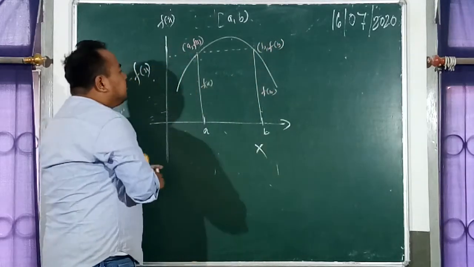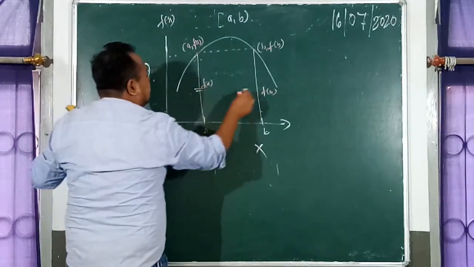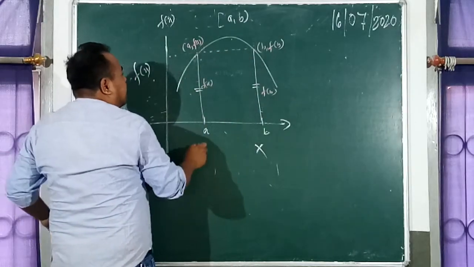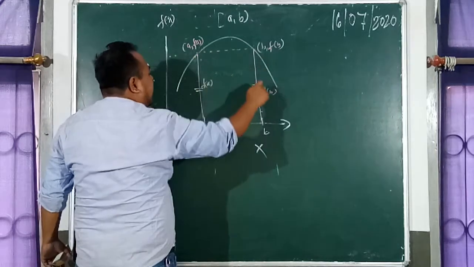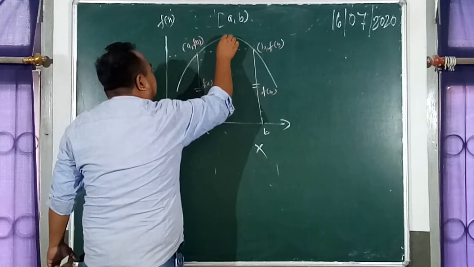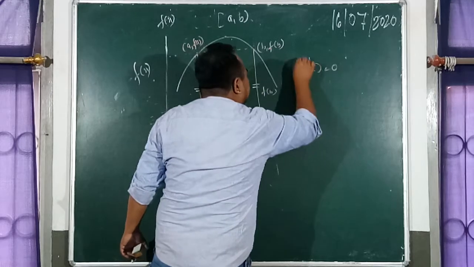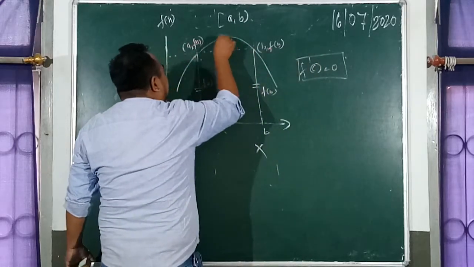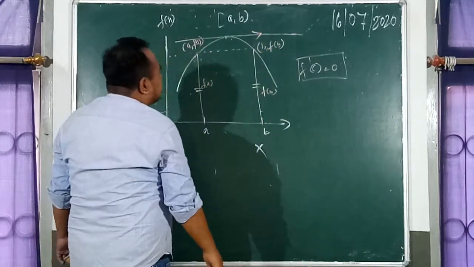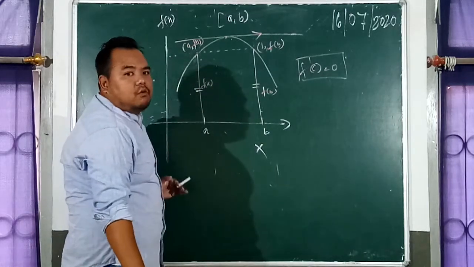It says that the 2 points A and B are the intervals, if f of A is equal to f of B, that means this distance is same. This distance is same. Then between A and B, there exists a point, let us say C, such that at the point C, f dash C equal to 0. F dash C equal to 0 means at the point C, there is a tangent which is parallel to the x-axis. This is the geometrical interpretation of Rolle's theorem.